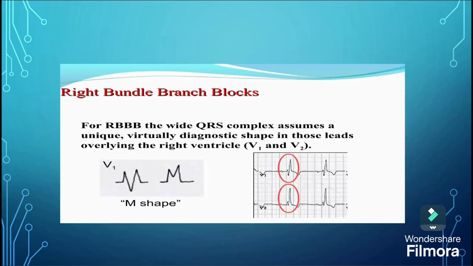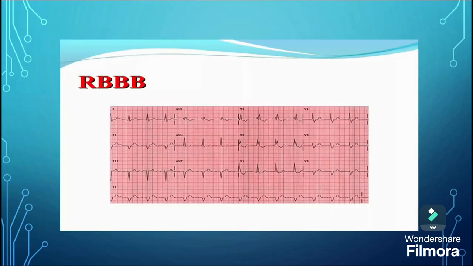Now the right bundle branch block. RBBB, the wide QRS complex assumes a unique virtually diagnostic shape in those leads overlying the right ventricle. So M shape in V1. You can see here M shape in V1 and sometimes in V2 also. So you can see this is the M pattern of RBBB.